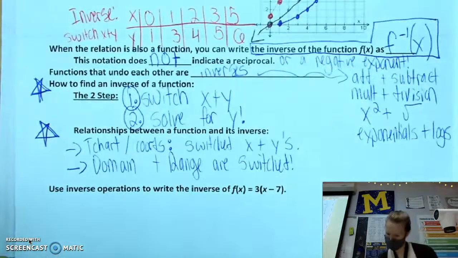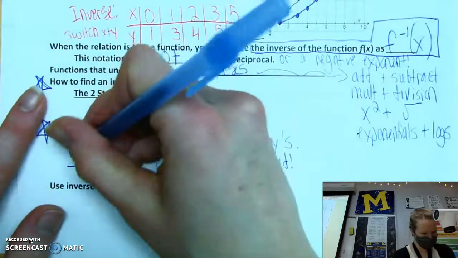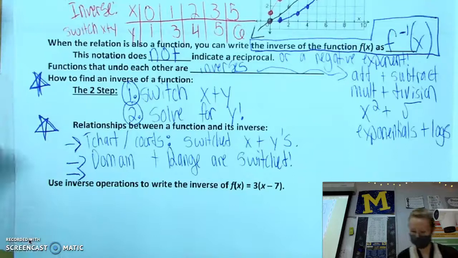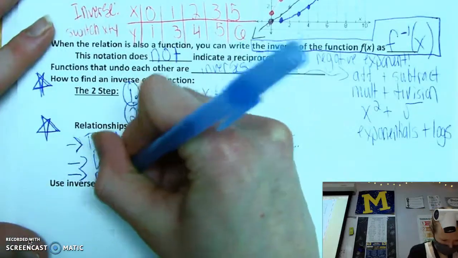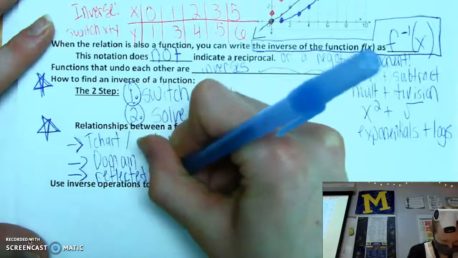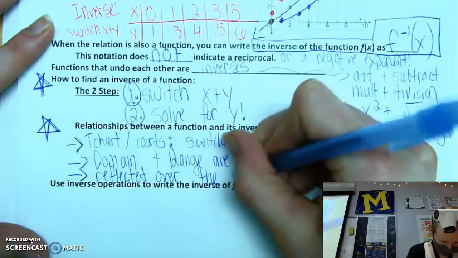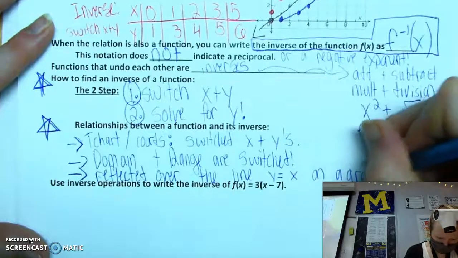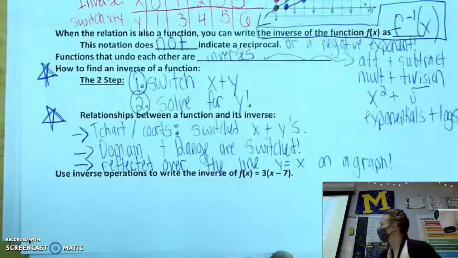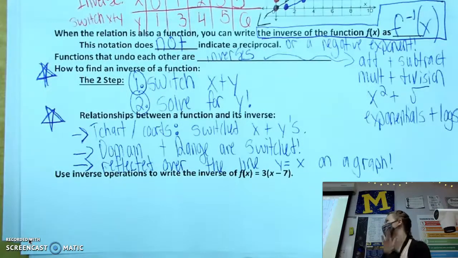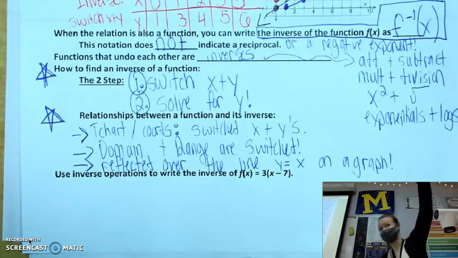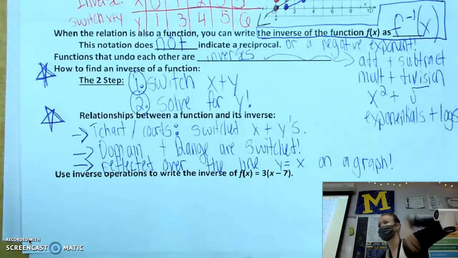On a graph, right? And then both of these things also imply that your inverse is reflected over the line y equals x on a graph. So if I ask, what do we know about a function and its inverse? You can say x's and y's are switched, domain and range are switched, and it's reflected, all your points are reflected across that line y equals x.